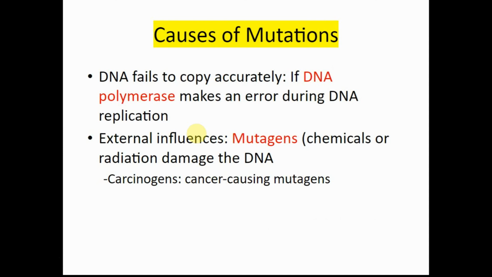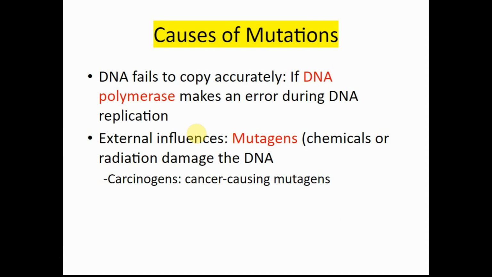Also, at any point in the cell cycle, external factors called mutagens can alter the DNA base sequence and damage the DNA. Like for example, chemicals or ultraviolet radiation would be considered mutagens. And if those mutagens cause a mutation that results in overdivision of cells that accumulate to form a tumor, we would consider those mutagens to be carcinogens or cancer-causing agents.